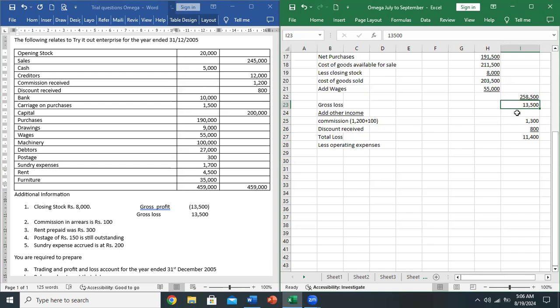Now we have to add this other income, but unfortunately this figure is negative. So when you are punching your calculator, you punch minus 13,500 plus 1,300 plus 800, and you still get negative. A negative figure, and that negative figure is a loss. That's why I've written here total loss. If it was positive, then we would have written total income. Because when you check the format, when you add the other income to the gross profit or loss, you get total income if it is positive, and if it's negative, you get total loss.